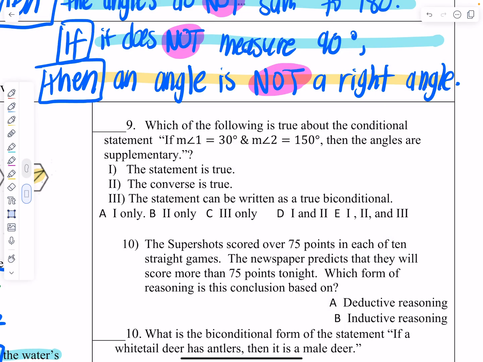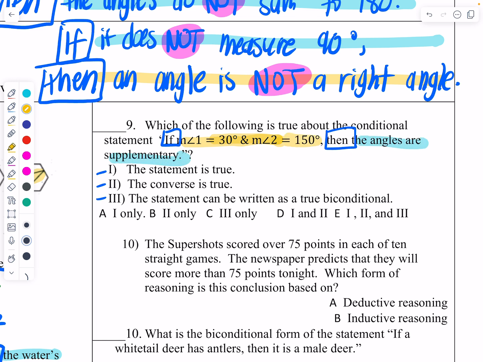All right, number 9 of chapter 2. It says, which of the following is true about the conditional statement? So there's 3 things, and we need to test those 3 things, okay? So if it's an if-then statement, here's if, here's then. So if P, then Q. So if blue, we'll match the colors from earlier. If yellow, then blue. So if P, then Q.